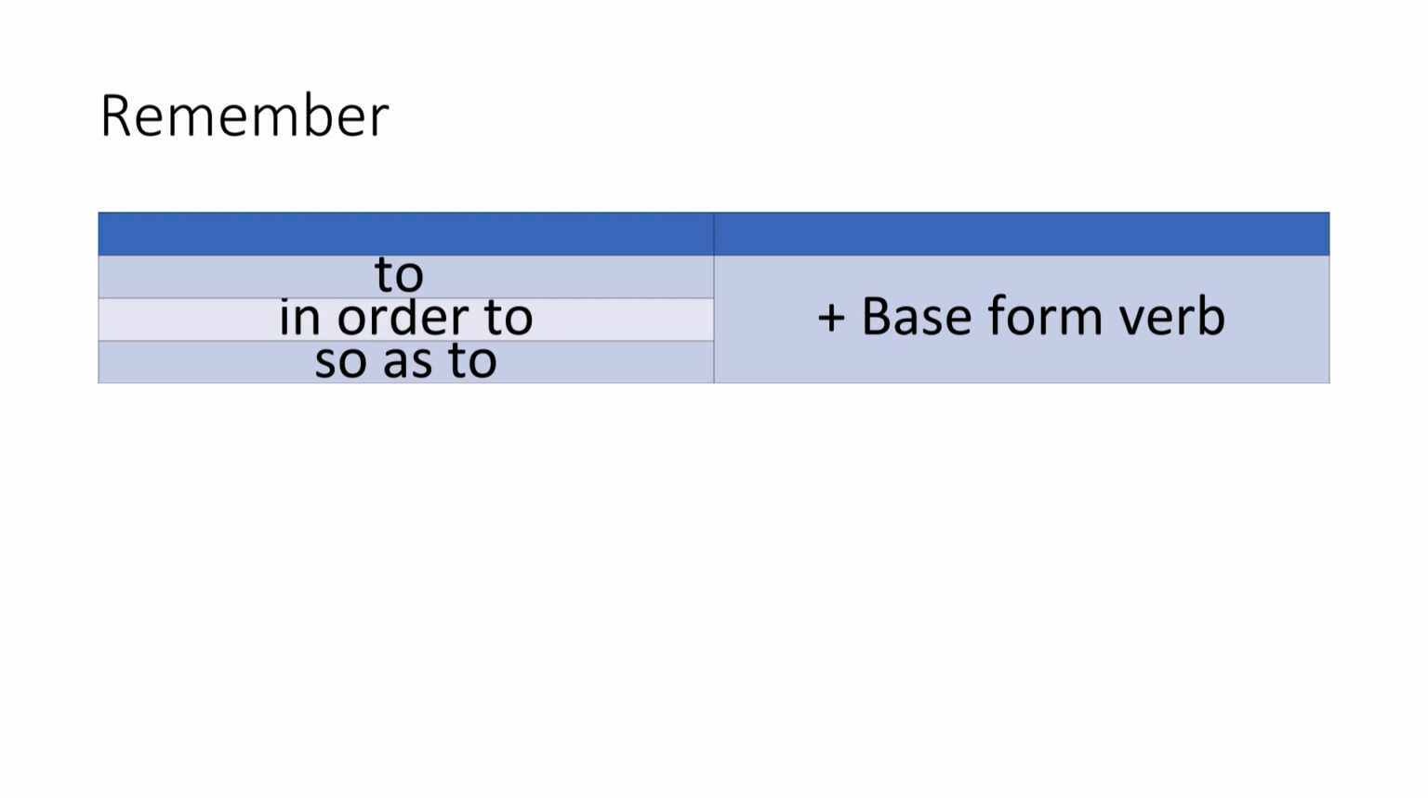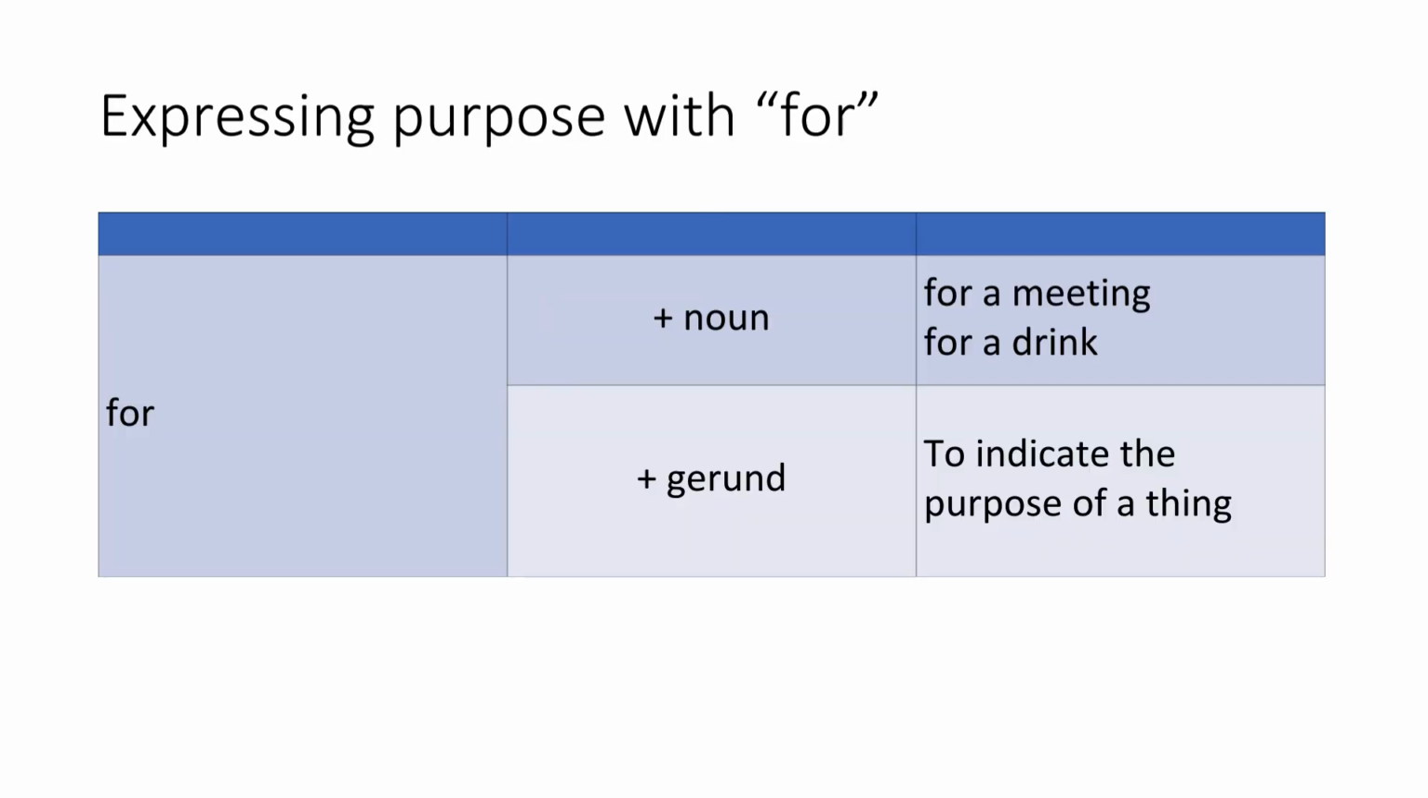Remember, you're going to use the expressions to, in order to, or so as to with the same intention, and you have to combine them with a base form of the verb. You can also express purpose with the word for. You can either combine the word for with a noun, for a meeting, for a drink, in the examples, or you can combine the word for with a gerund only to indicate the purpose of a thing.